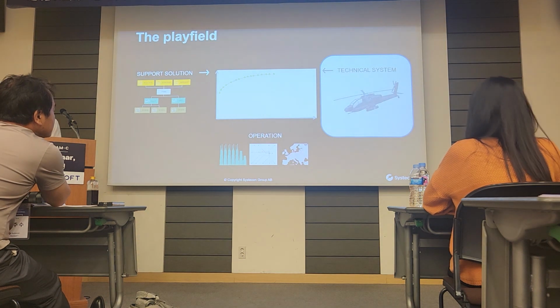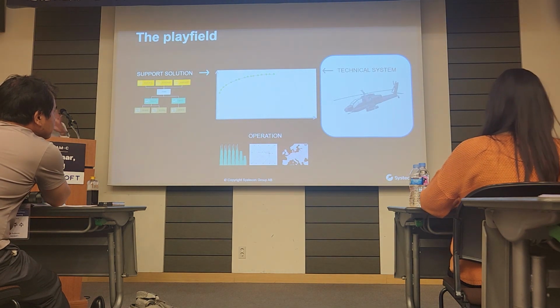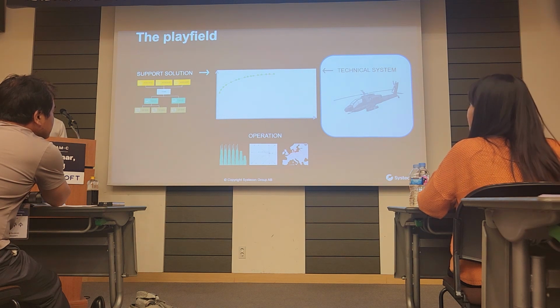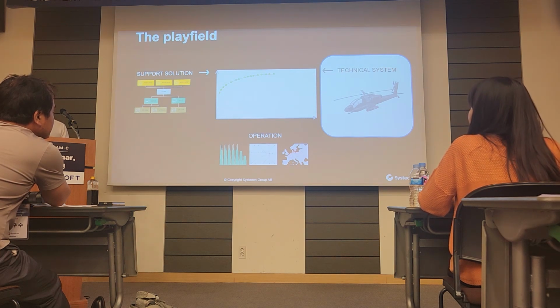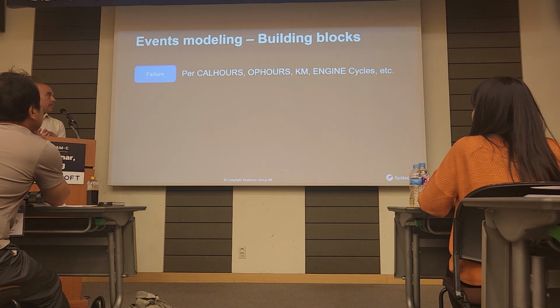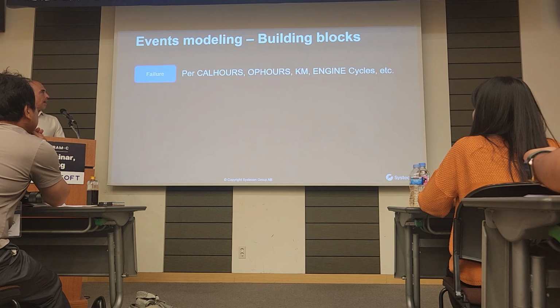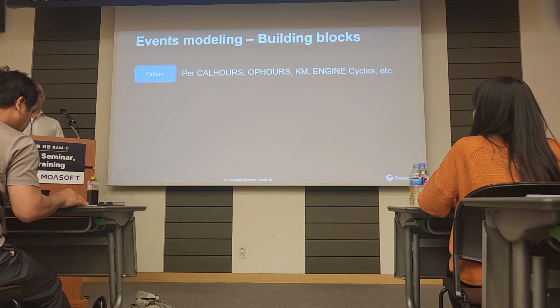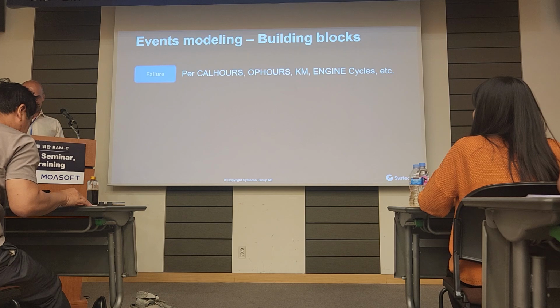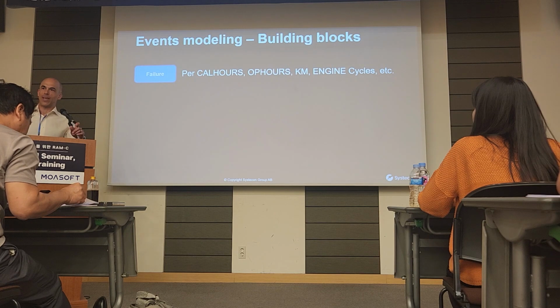So let's come back to this picture again. Now we have modeled our product breakdown structure and the hardware items that are implementing it. Now we need to describe what can happen to this product breakdown or to this product. And that is something we call events, event modeling. And one event that can happen, of course, is failures.